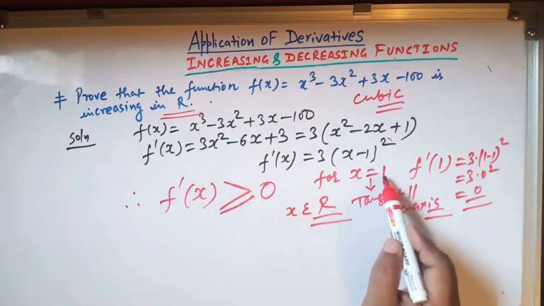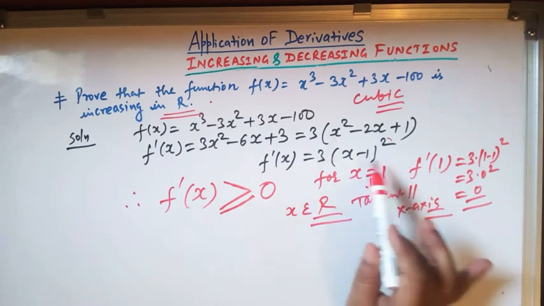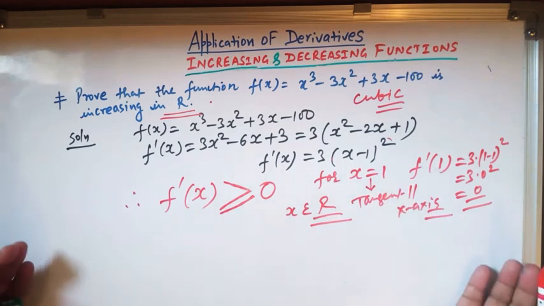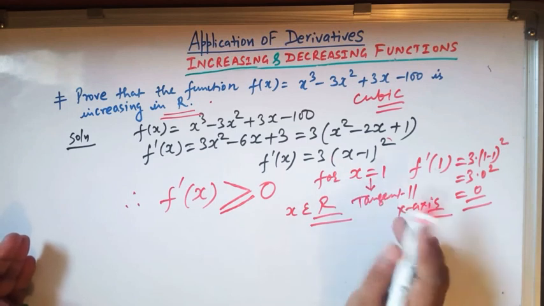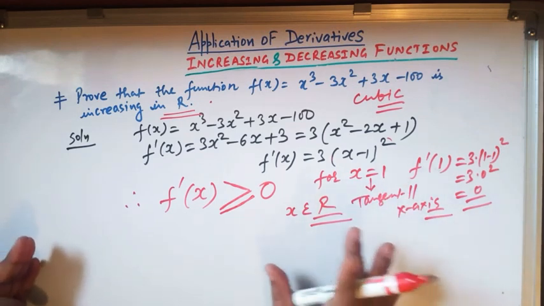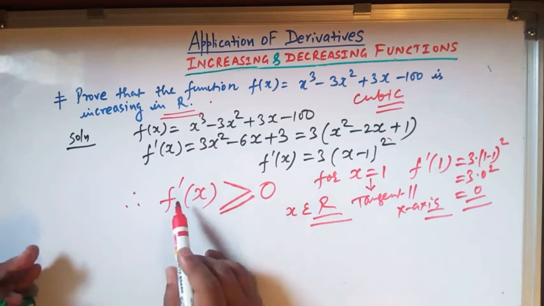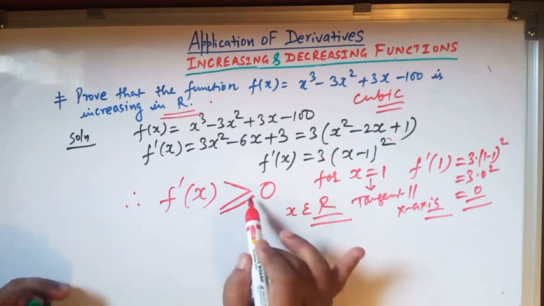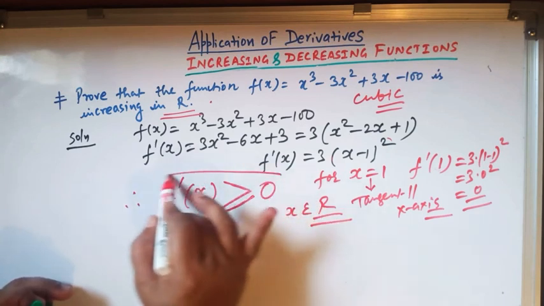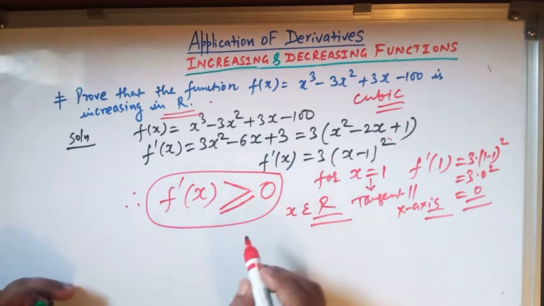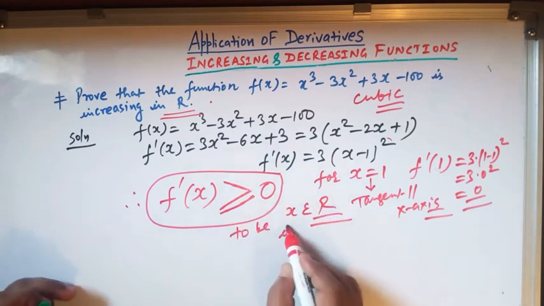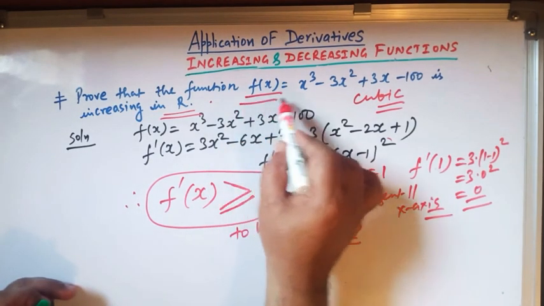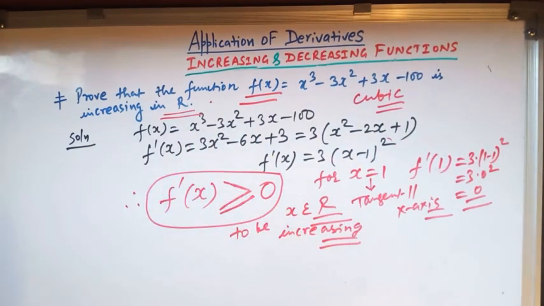So if we include the entire set of real numbers, including 1 also here, or we have just taken x equal to 1 as a special case here. Otherwise we can directly say that for the set of real numbers f prime of x, that is the derivative, is greater than or equal to 0. So this is the condition for a function to be increasing. Clear? So hence this function f(x) is increasing in the set of real numbers.